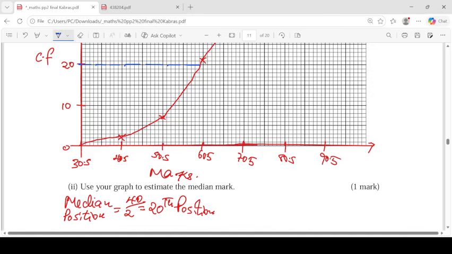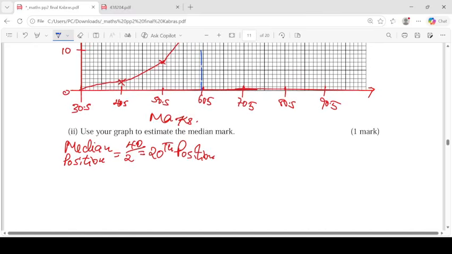Here you need to be very keen. I can see at that point it is here. So that means that is at 60. So the median here is 60. So the median is equal to 60. The median there is 60. And I hope you've seen how we've gotten the 60.